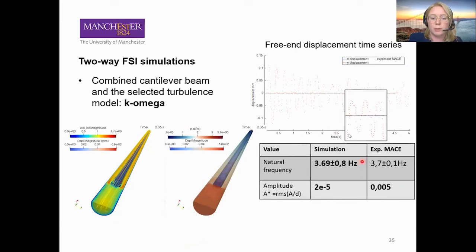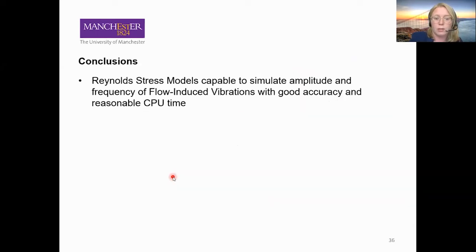And just to show the comparison with the eddy viscosity model, I barely reproduced the amplitude of vibration, only a small wave, which actually has the same natural frequency as in the experiment, of course with a higher error, but the amplitude is negligible. So the conclusion of my old PhD was that eddy viscosity models are insufficient for this application, and only Reynolds stress models, at minimum at least, are capable of simulating the amplitude and frequency of flow-induced vibrations. And more importantly, I have reasonable CPU time as opposed to LES.